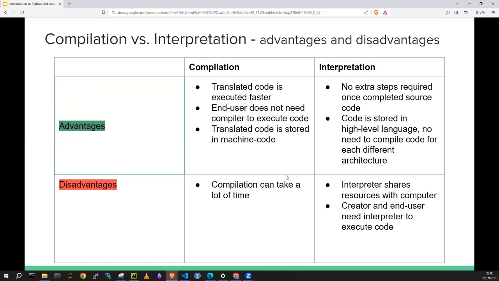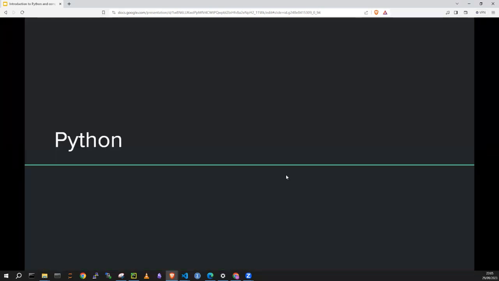So now the interpreter, the disadvantages you have. Remember, the interpreter is essentially interpreting your human readable language and then interpreting it into machine code. And this process takes resources. So it's essentially a bit slower in terms of processing. And then the creator and the end user need the interpreter to execute the code.